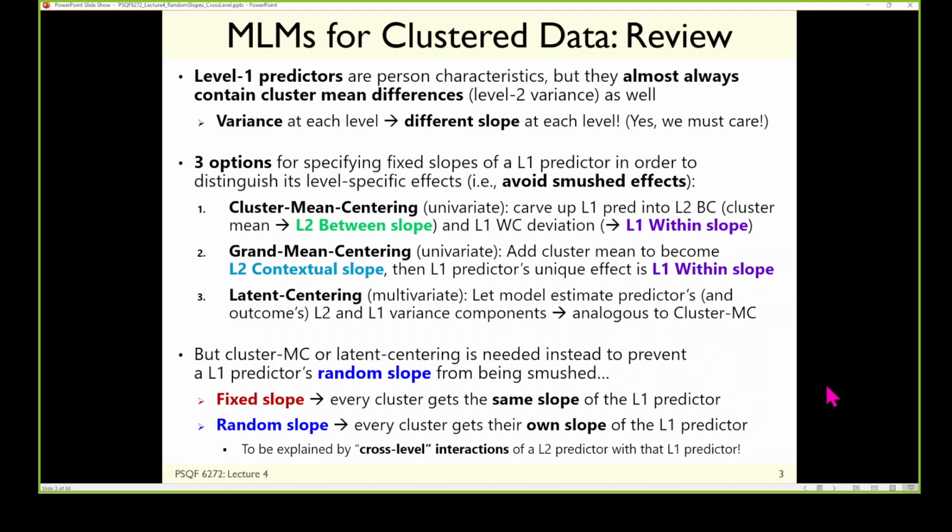So then, where we're headed now is changing from fixed slopes to random slopes of our level 1 predictor. The term fixed means every cluster gets the same slope. We're assuming that the effect of this person predictor on my person outcomes has nothing to do with what cluster you're from. Random slope means each cluster gets their own. More specifically, we're going to have a variance of the slope across clusters. And a new kind of interaction term will be needed to explain that additional source of cluster differences, which is known as a cross-level interaction.